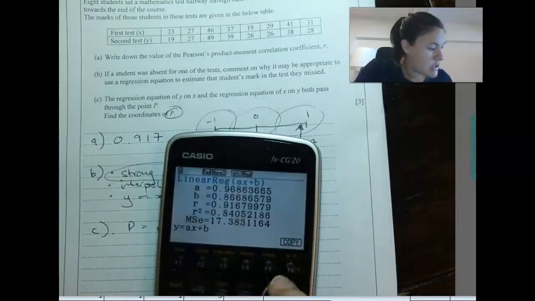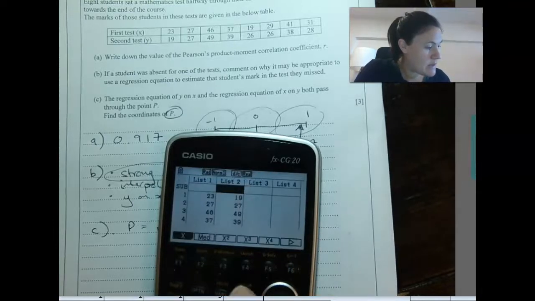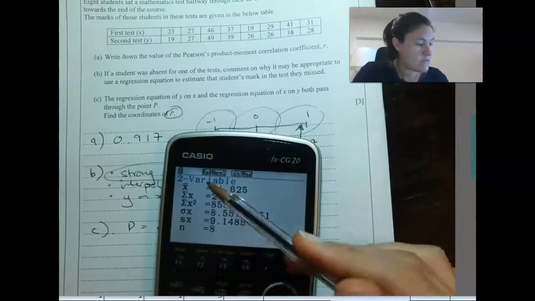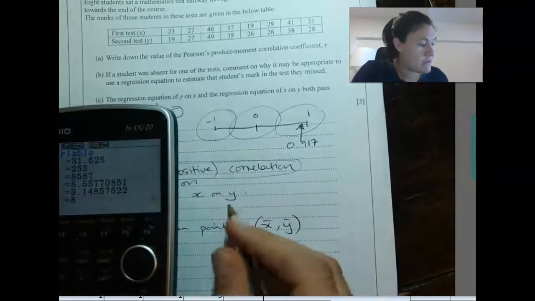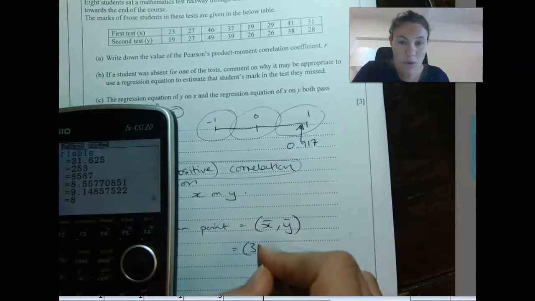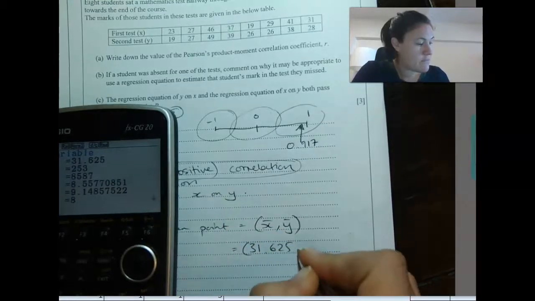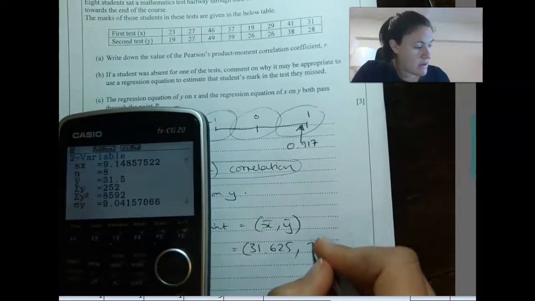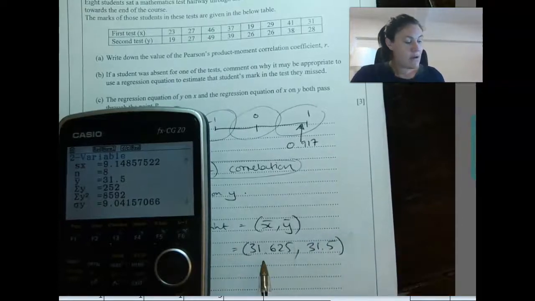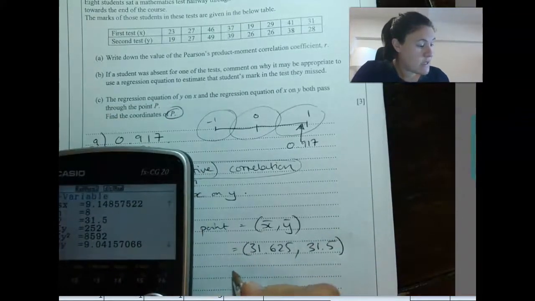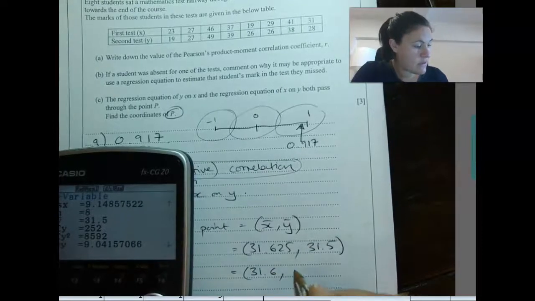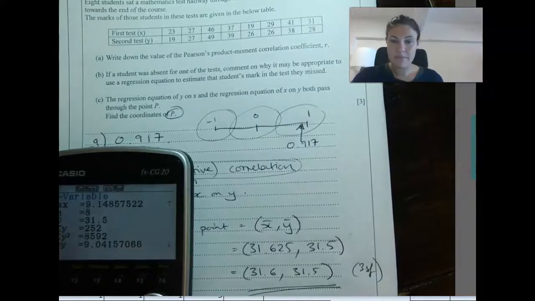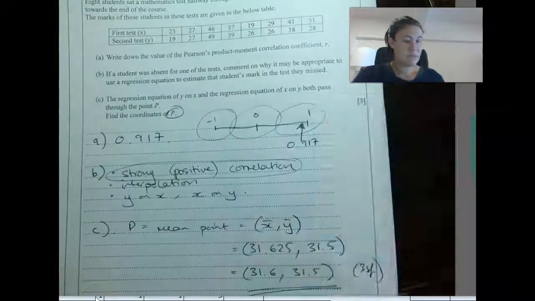So that isn't actually shown here. I need to go back, and I'm going to go to 2 variables this time. I can just read straight off of here. So x bar, mean of x, is 31.625. Scroll down, y bar is 31.5. I'll give these as exact answers, but you could also give it rounded to 3 significant figures as well for the mark there. There we go.